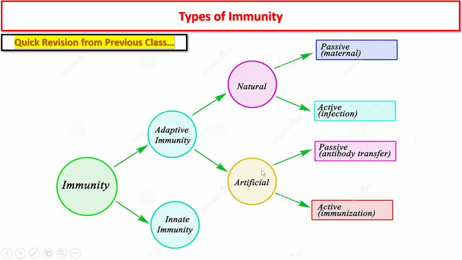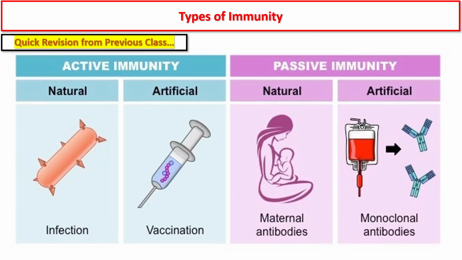When we talk about artificial immunity, it is also subdivided into active and passive. The active form is immunization, like we are vaccinated in childhood, like everybody has taken the polio vaccine and some other vaccines. And the passive form is antibody transfer, like antibody therapy. So these are the basic subclasses of immunity.